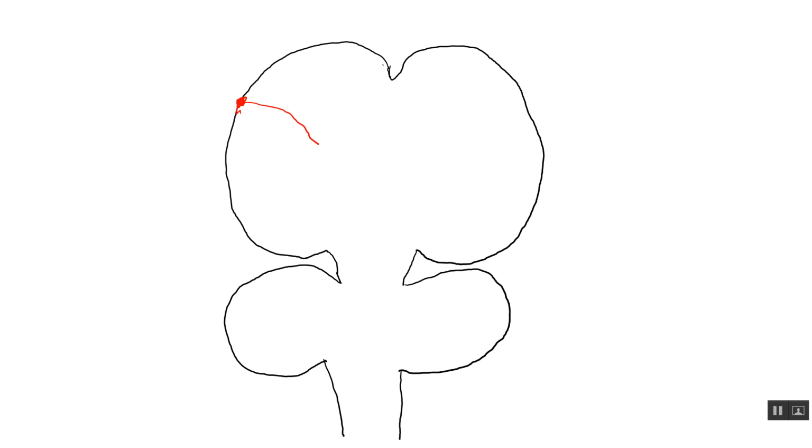Comes down through the corona radiata, internal capsule, crus cerebri, which is the front of the midbrain. So this is midbrain here, okay? And this area is pons right here. And then medulla below. We have our two cerebellar hemispheres sticking out there, okay?